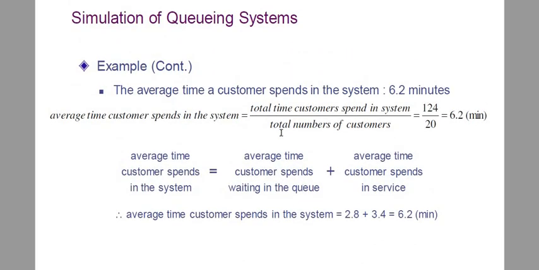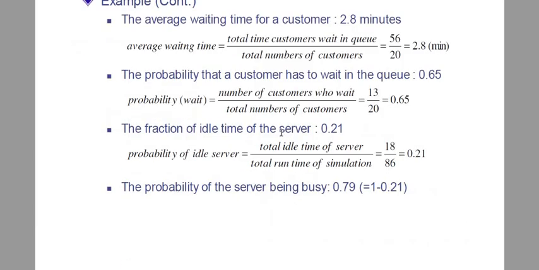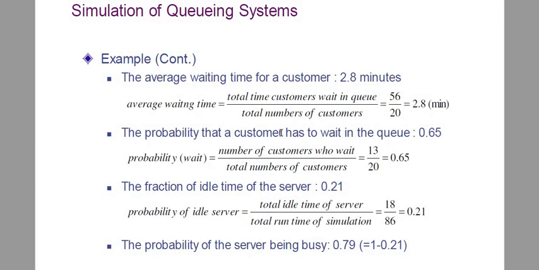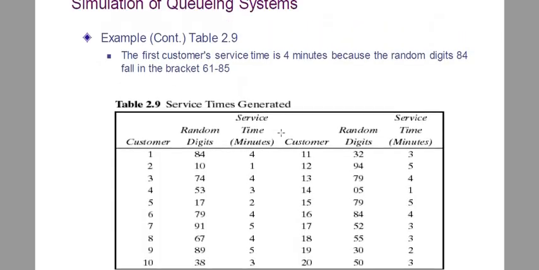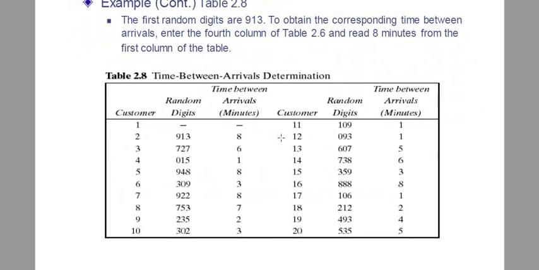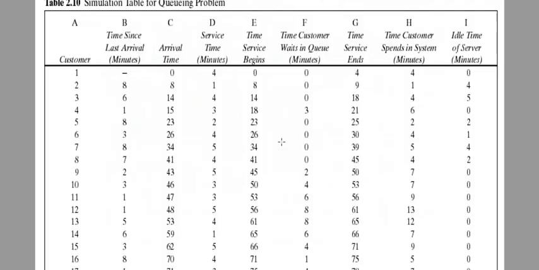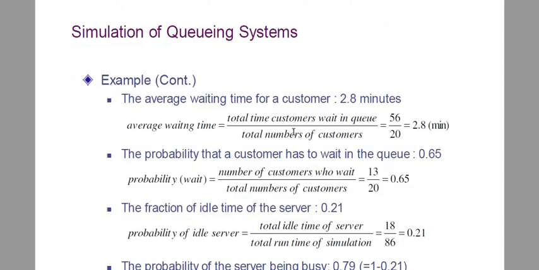So let's get back to the lecture of the single channel queue. We have learned a lot of things about distribution tables of service time, interval time, random digits, and also the scenario of the single channel queue, how to calculate the full table, and how to actually get the outputs.